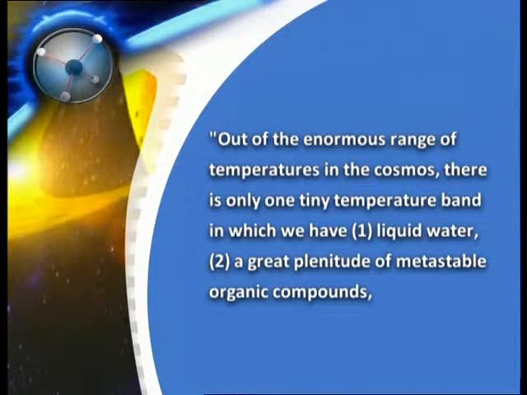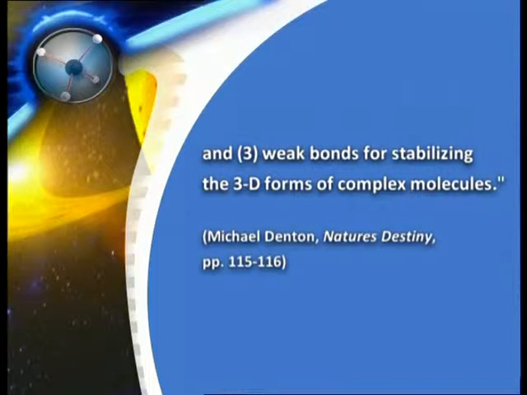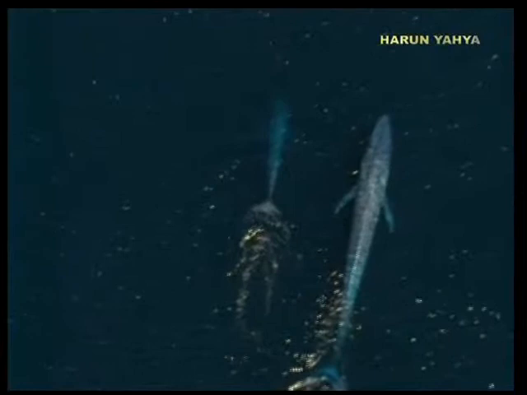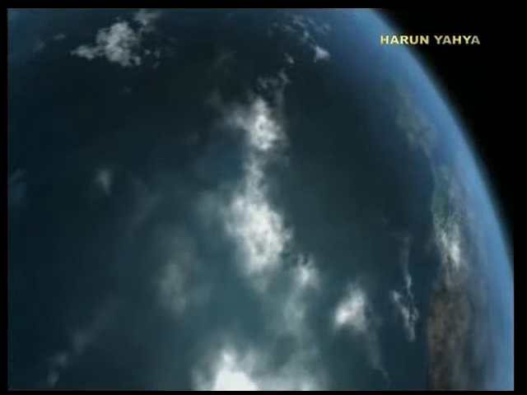Out of the enormous range of temperatures in the cosmos, there's only one tiny temperature band in which we have 1, liquid water, 2, a great plentitude of metastable organic compounds, and 3, weak bonds for stabilizing the 3D forms of complex molecules. As we have already seen, this narrow temperature range exists solely on Earth among all the known heavenly bodies. What is more, carbon and water, two of the main building blocks of life, are found in large amounts on the Earth.